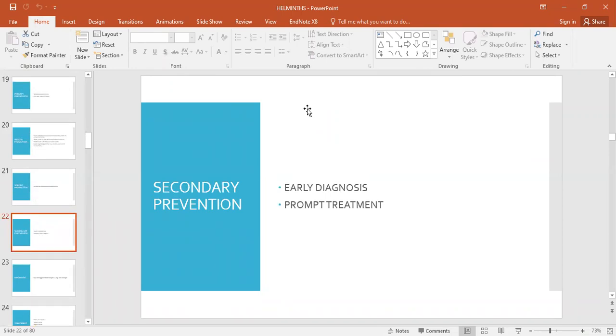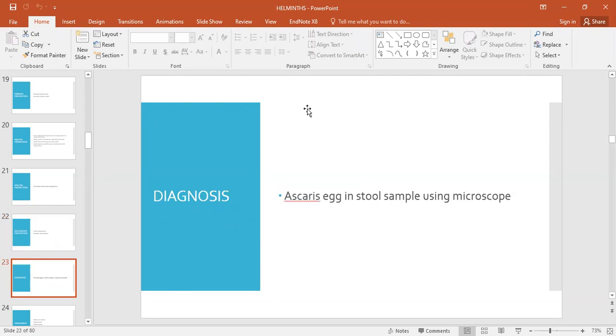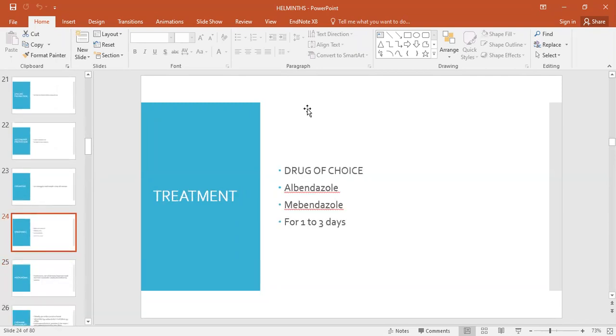Secondary prevention consists of early diagnosis and prompt treatment. Diagnosis of Ascaris lumbricoides depends on finding Ascaris eggs in stool samples using microscopic examination. Treatment: the drugs of choice are albendazole and mebendazole for about 1 to 3 days.